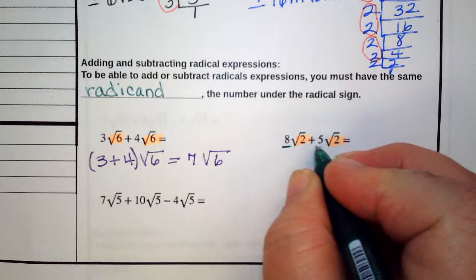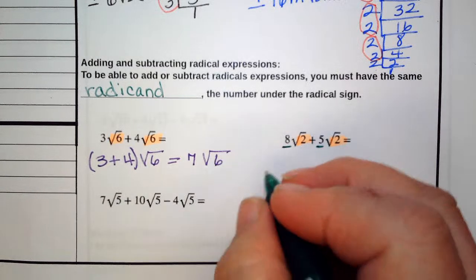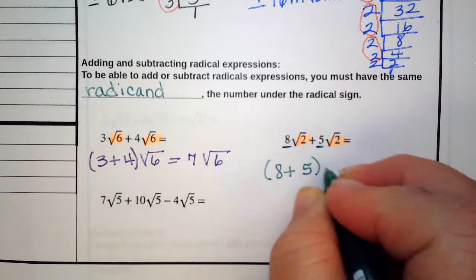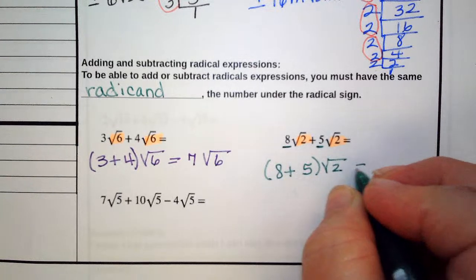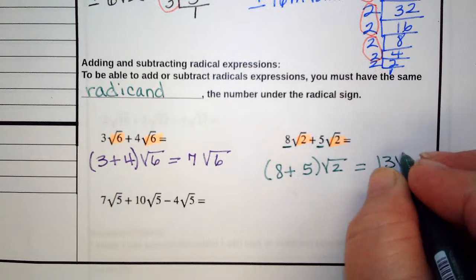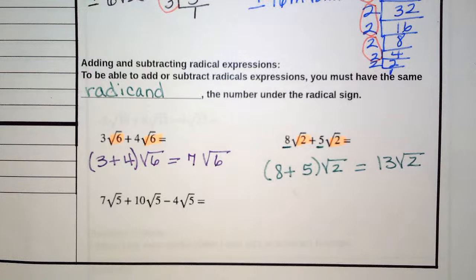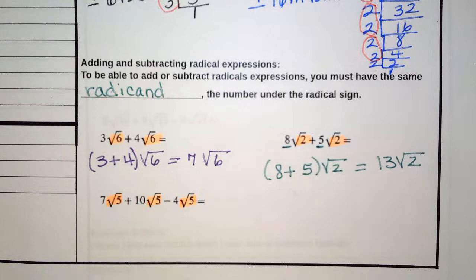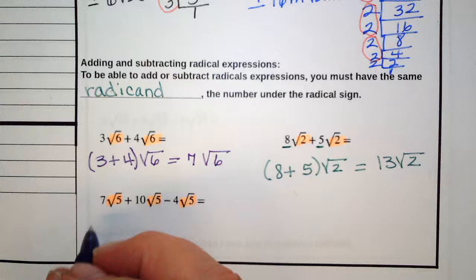Use your coefficients. So this becomes 8 plus 5, square root of 2, which is 13, square root of 2. Does it matter how many terms we have? No. So I've got all 3 have the same radicand. I'm focusing on what's in front.